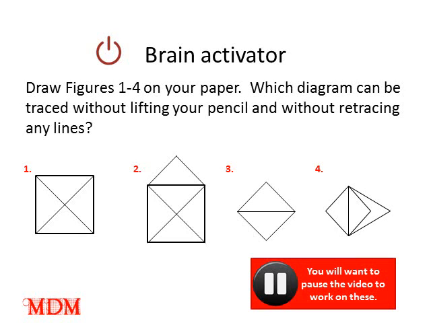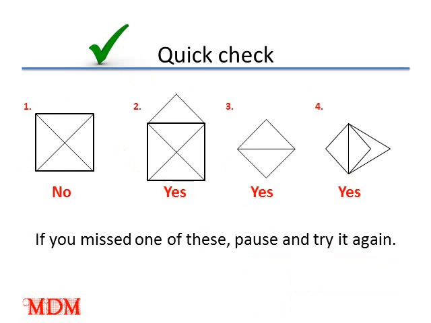You will want to pause the video to work on these. A quick check for 1 through 4 shows that problem 1 is impossible. Figures 2, 3, and 4 can be traced by starting at a vertex and going over each of the lines only once. If you missed one of these, pause the video and try it again.